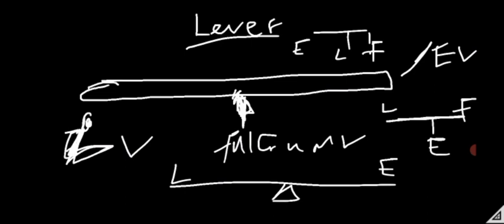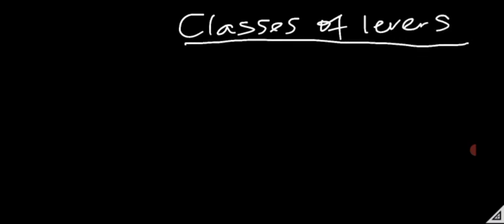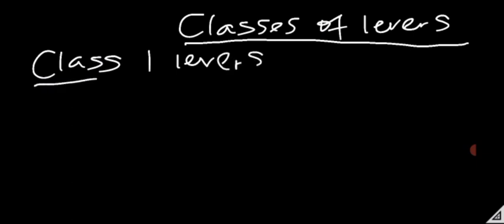Now, types of levers, classes of levers. I would like to explain class 1 lever. What are class 1 levers? Class 1 lever is a type of lever where the fulcrum, also known as the pivot point, lies between the effort and the load.